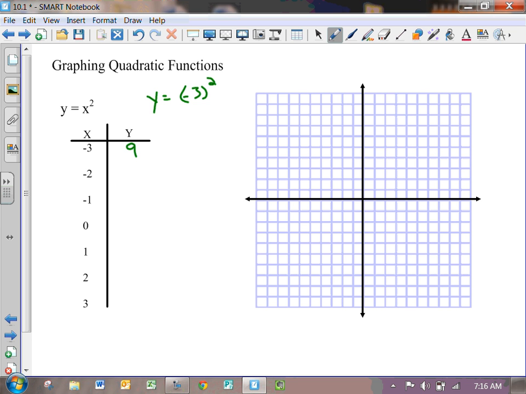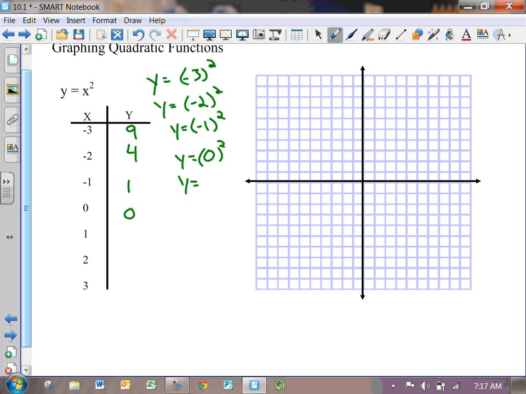So now we look at y equals -2 squared. That would be -2 times -2, which is a positive 4. Y equals -1 squared, which is a positive 1. Y equals 0 squared, which is 0. And then keep going, y equals 1 squared is 1. Y equals 2 squared, which is 4. And y equals 3 squared, which is 9.